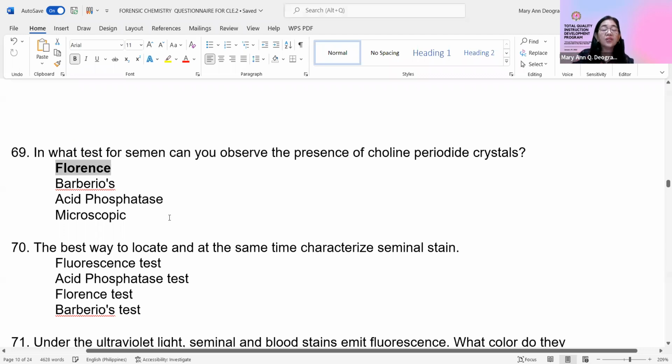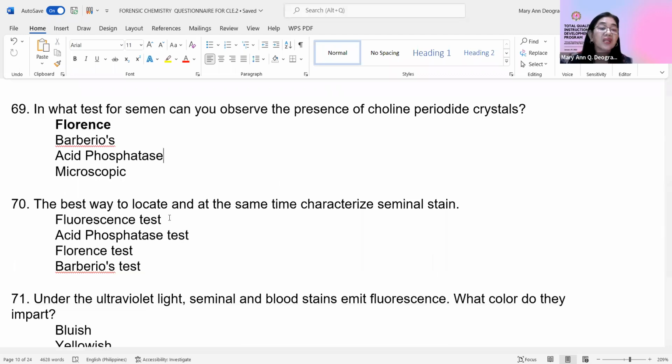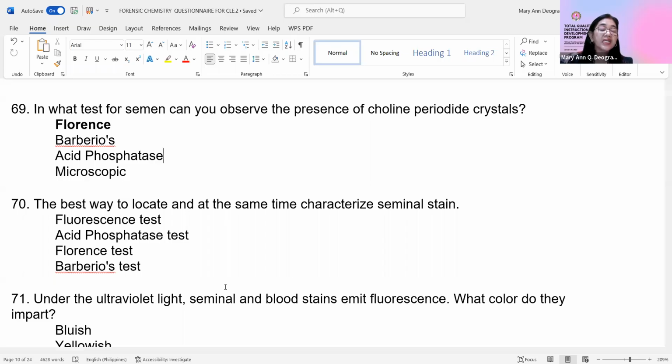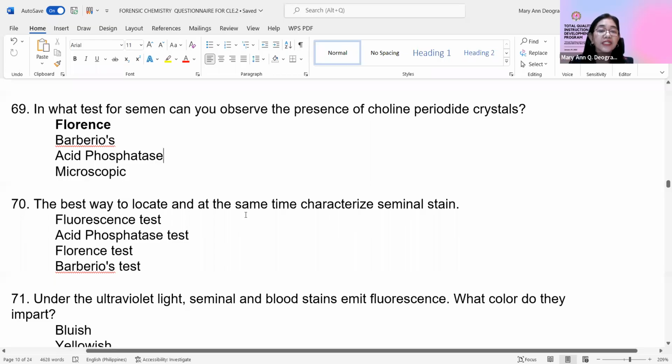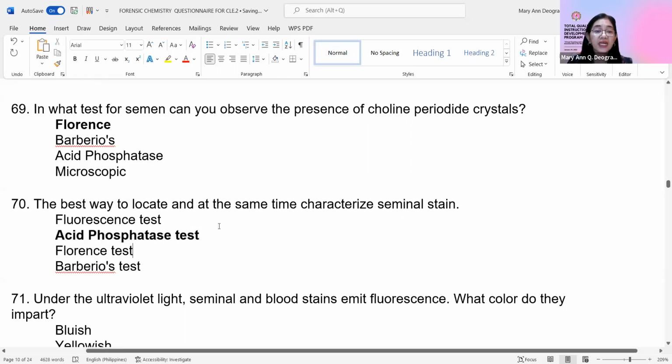The best way to locate and at the same time characterize a seminal stain among the three. So, hindi kasama si fluorescence dyan. Fluorescence test for semen is just a preliminary or is a physical examination. So, hindi kasama yan. Although this is a color reaction test, the most or the best way is to use the acid phosphatase test.